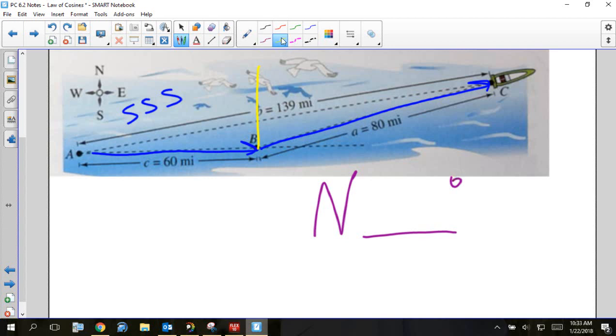So my initial side is north. From north, looks like we're rotating this direction to side BC. So which direction is it rotating? East. Put that in the weird spot.